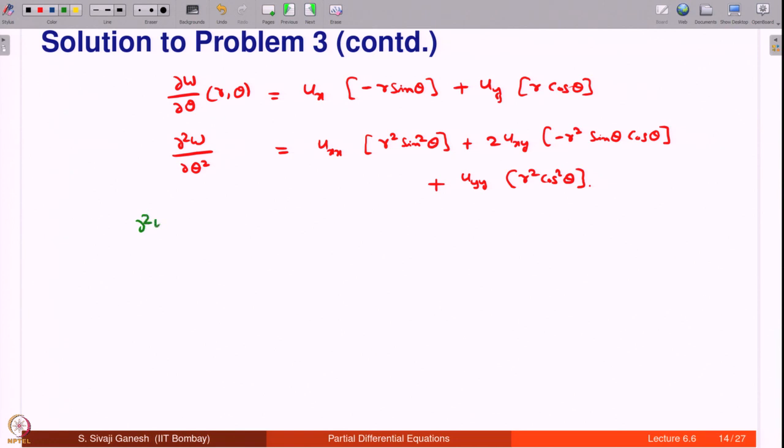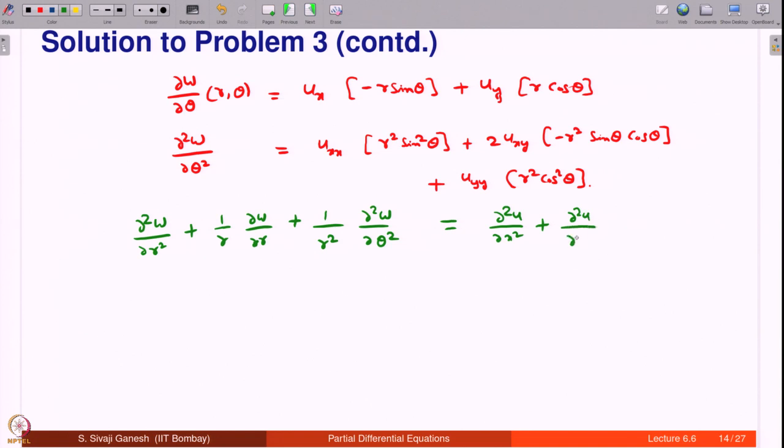Let us sum this: ∂²w/∂r² plus 1/r ∂w/∂r plus 1/r² ∂²w/∂θ². That will turn out to be ∂²u/∂x² plus ∂²u/∂y². So, this is the Laplacian in x, y coordinates, and therefore, this is the Laplacian in r, θ coordinates.